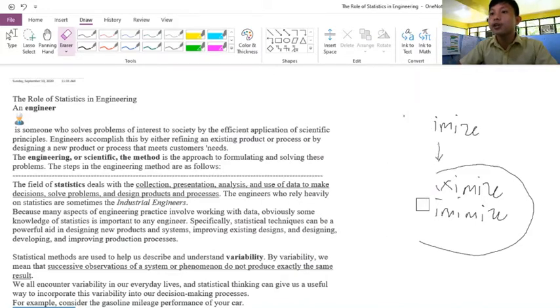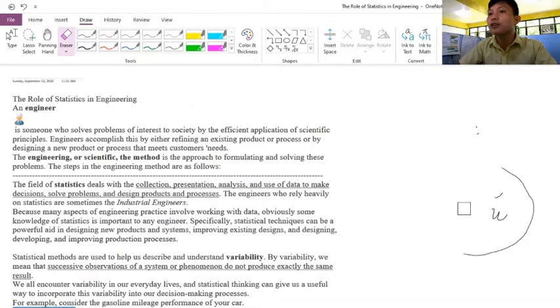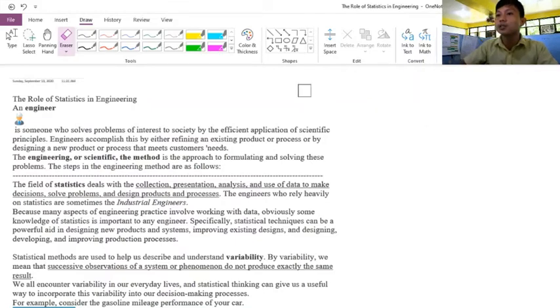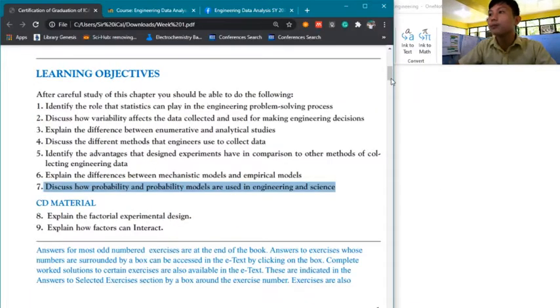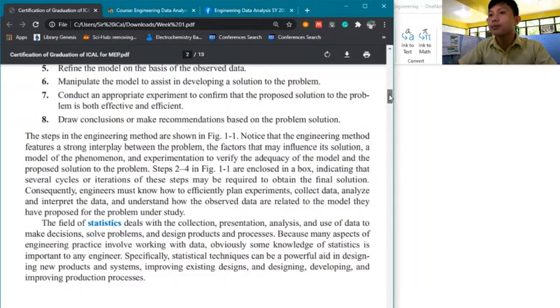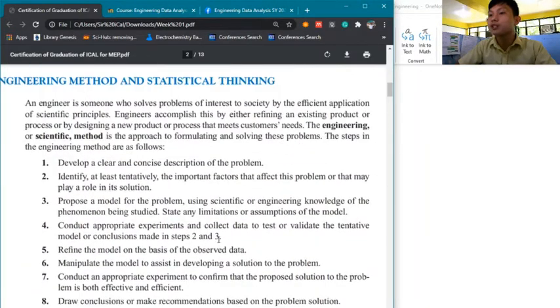So, the engineering or scientific method is the approach to solving these problems. The steps in the engineering method are as follows. Saan yung picture dito? Hindi nasama yung picture. So, the engineering method steps are the following.